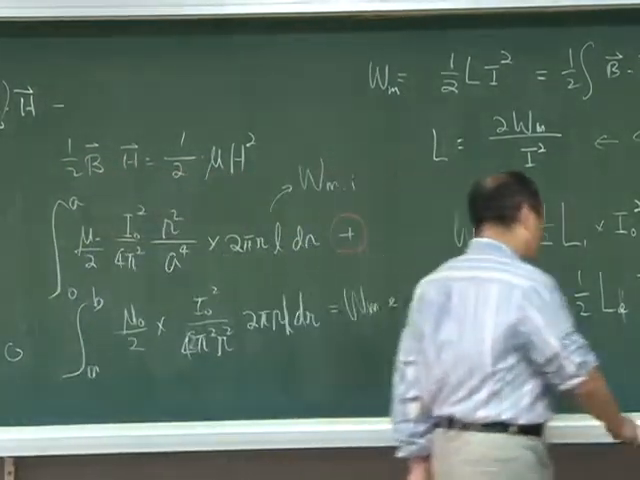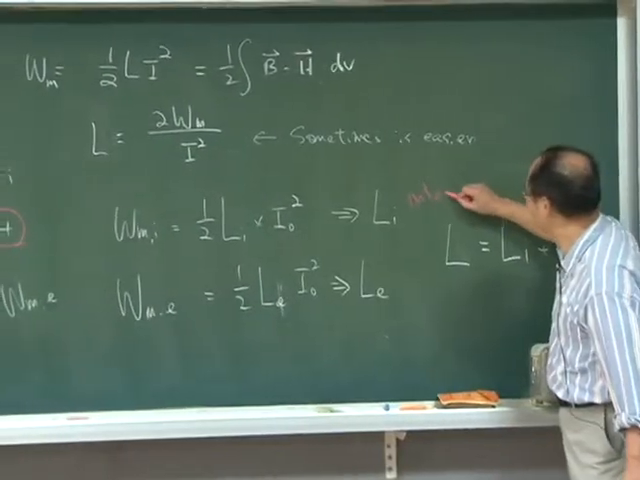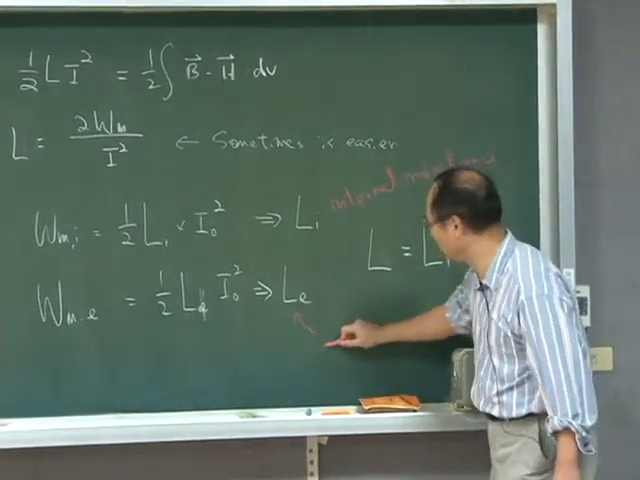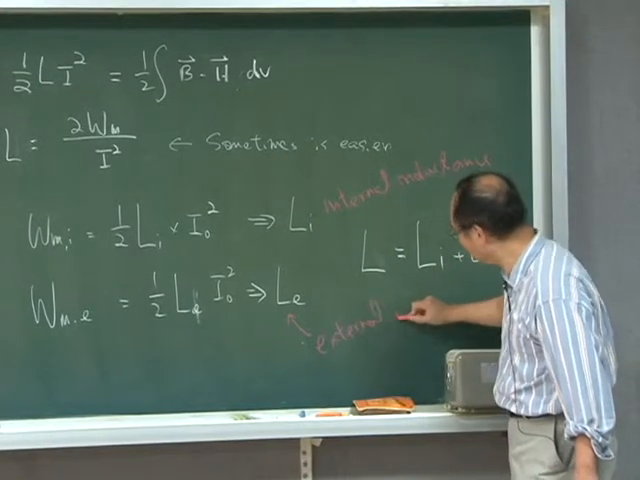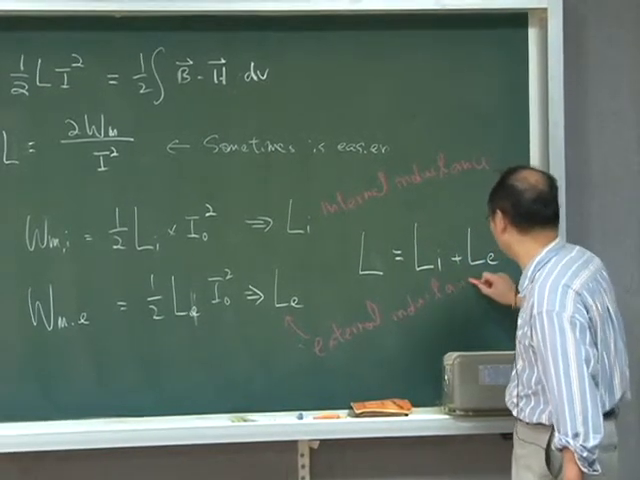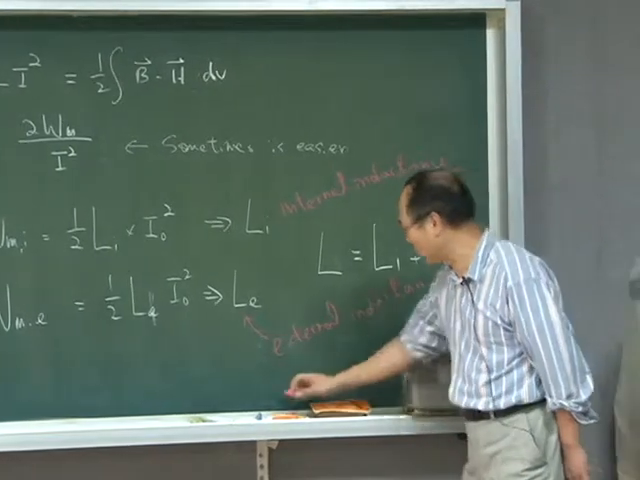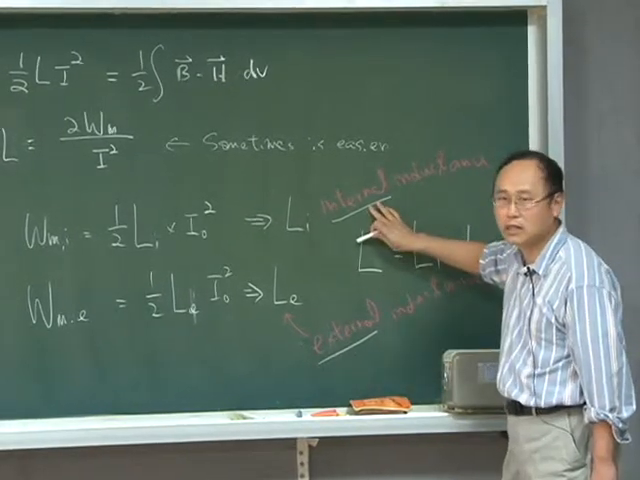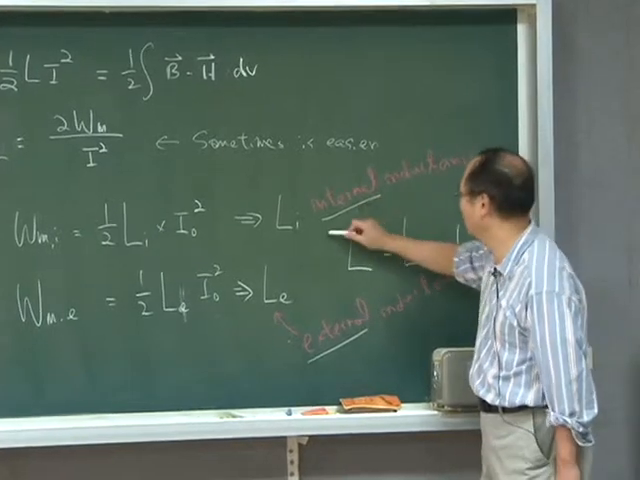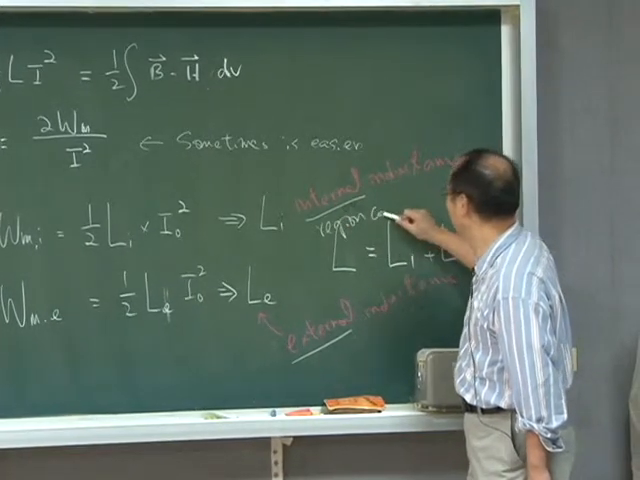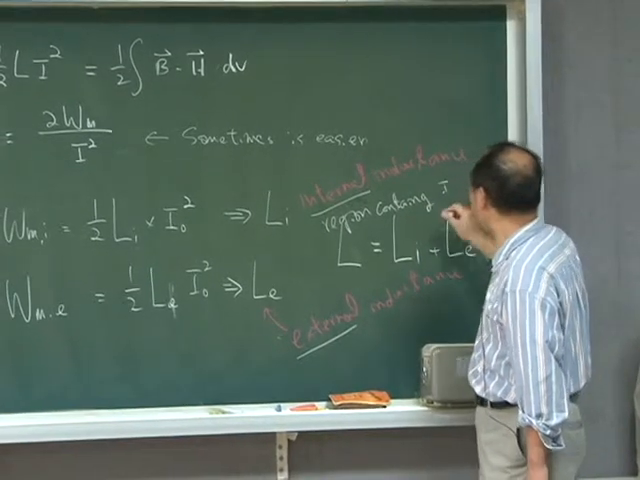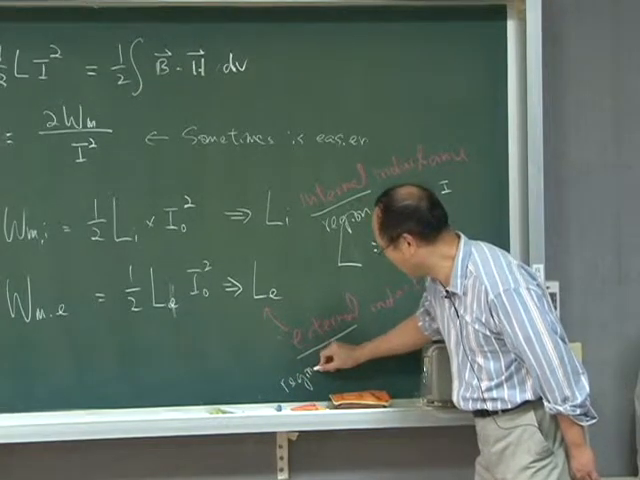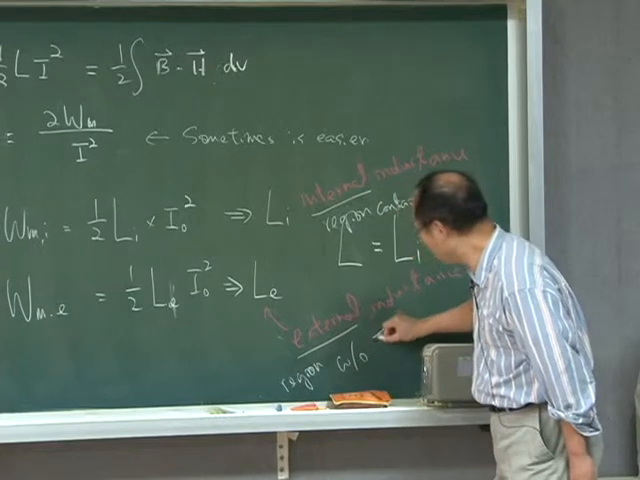OK，那我们给这个一个称呼，这个叫做 internal inductance。我们给这个一个称呼叫做 external inductance。那所谓这里的定义 internal 或 external 是 for the region containing I, and this external means that this is a region without I.